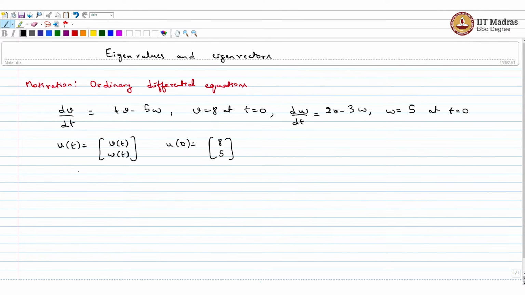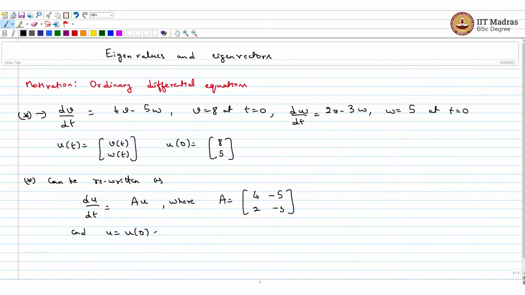Now, given this, I can write this equation, let me call this equation star. So, star can be rewritten as du by dt equals A u, where A is the matrix of coefficients, say 4, minus 5, 2, minus 3, and u of 0 is the initial condition at t equals 0.